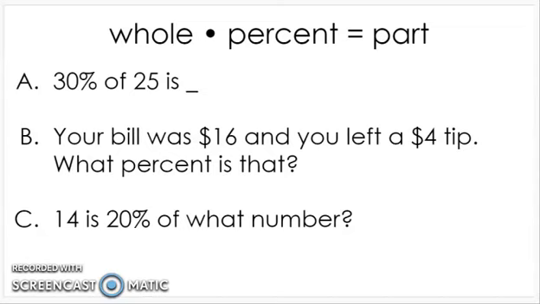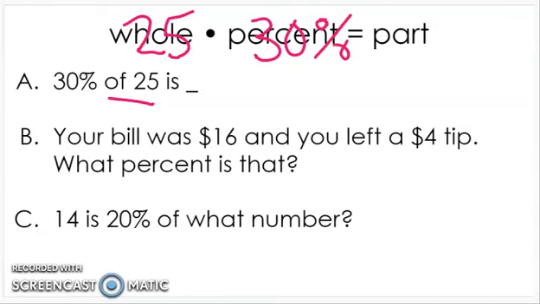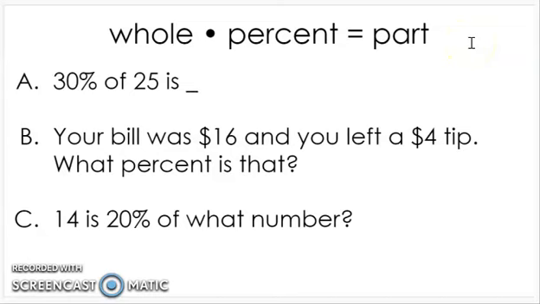So if we look at example A, 30% of 25 is what number? So the 25 would be the whole amount. 30 is your percent. And so if you multiply those together, you get the part. So if we multiply those together and make sure we use that percent button in the calculator, we would get 7.5. Okay, so that is exactly what you have been doing. Now let's go to letter B.